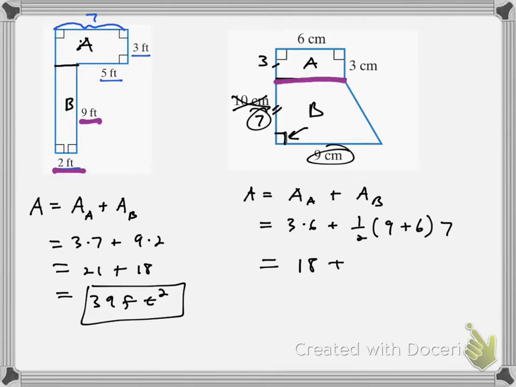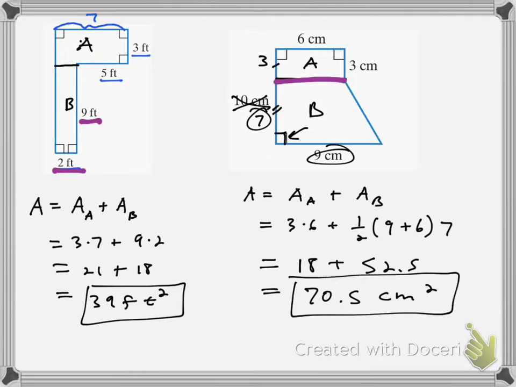So let's do this in the calculator here for a minute. So it'd be 15 times 7, 52.5. And that gets me 70.5, and that's square centimeters because it's an area. All right, let's go to the next one.